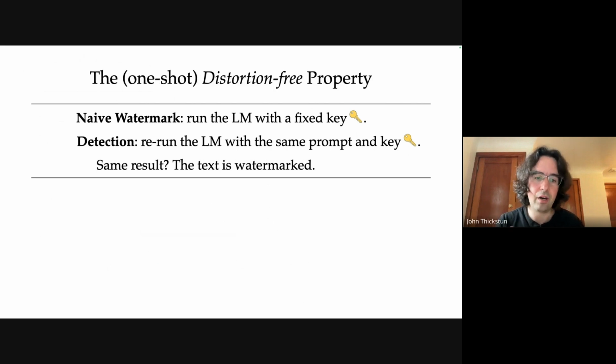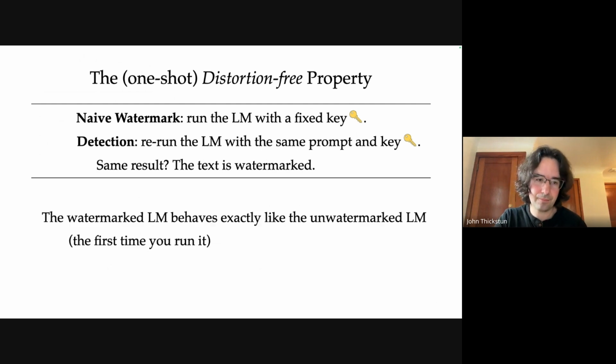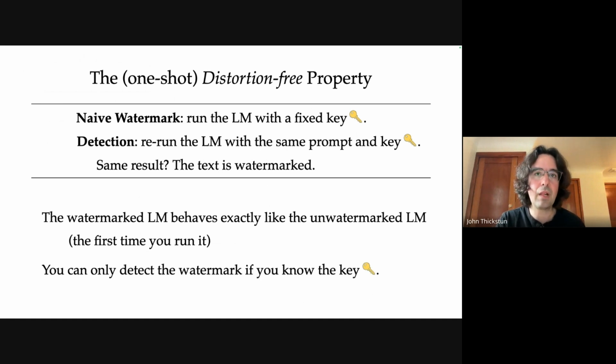But this naive watermark also has a really nice property, which is that if you only run it once, it behaves exactly like the unwatermarked LM. All we did was pick a particular seed for running the LLM. We didn't really mess with its behavior in any way. And what this means is that, at least for one round of interaction with the LLM, you can only detect this watermark if you know the key. And we call this property the distortion-free property.